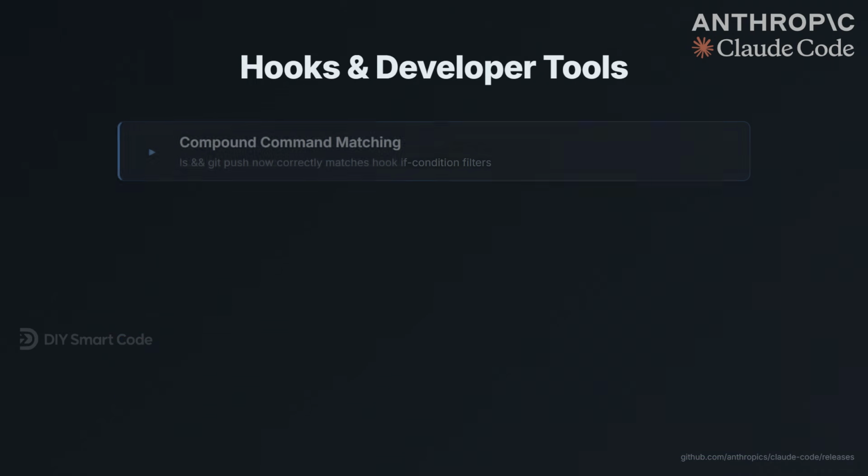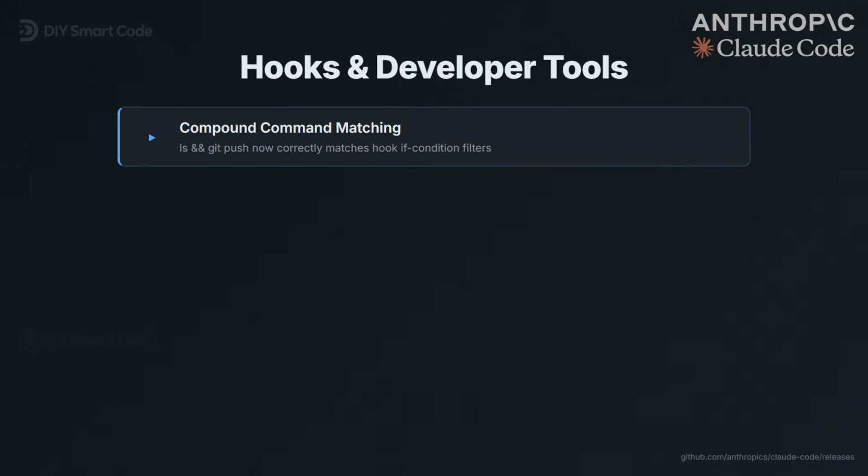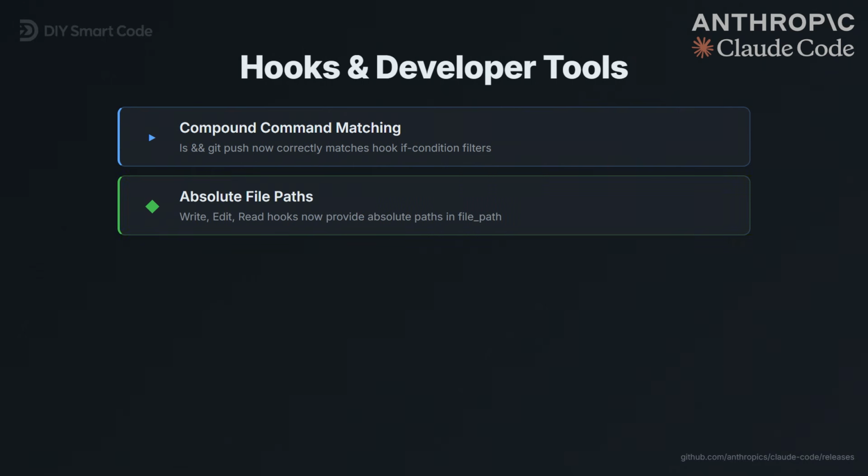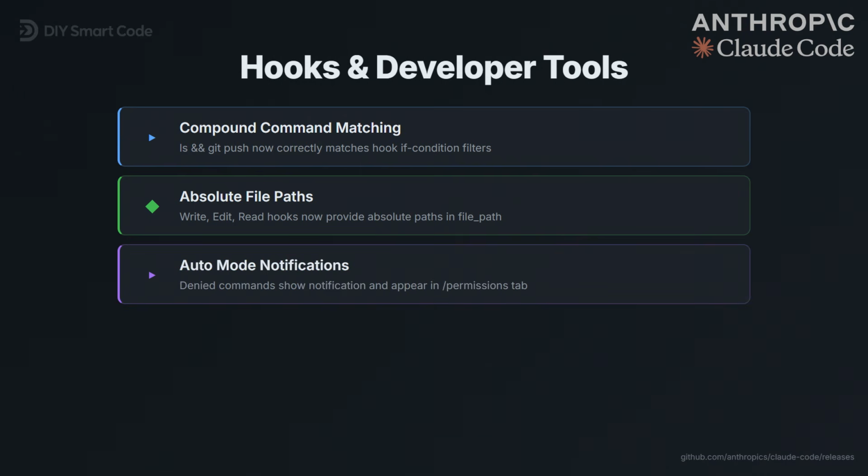Hooks got smarter. Compound commands like ls && git push now match if condition filters correctly. Write, Edit and Read hooks receive absolute file paths instead of relative ones. Auto mode denials show a notification and appear in the permissions Recent tab.